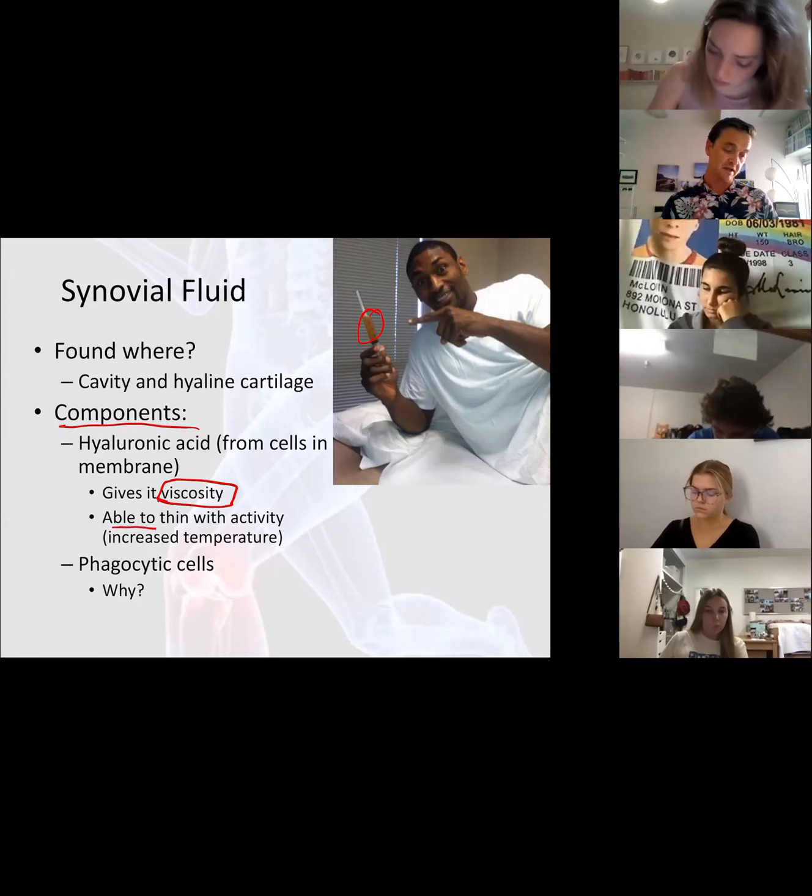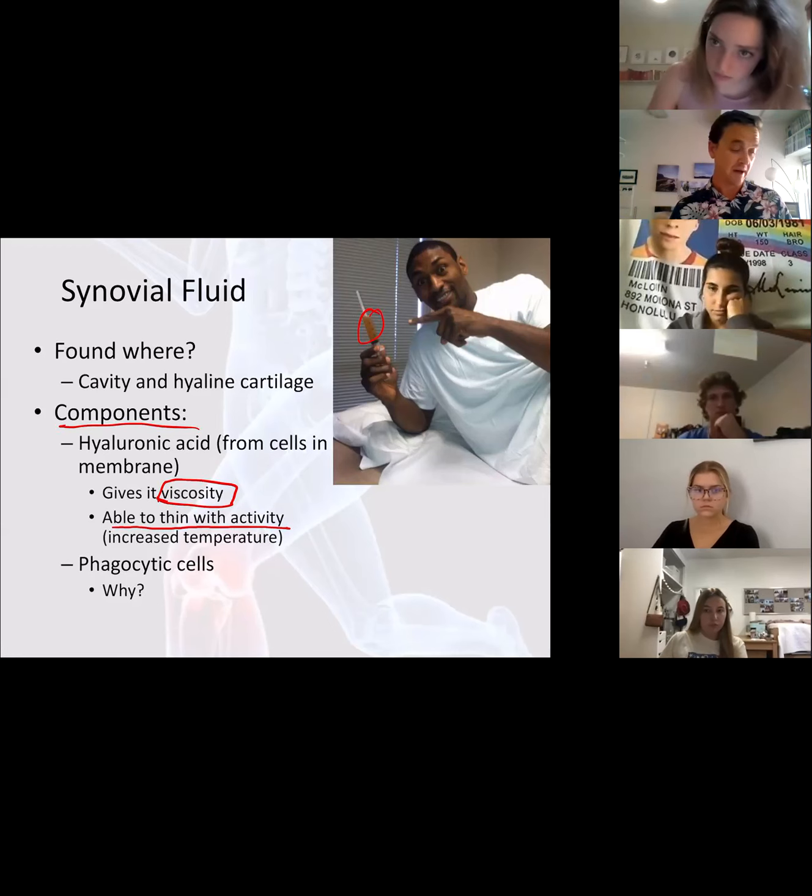And so it's able to thin with activity, which is something super interesting about it. So as we warm up, as our joints get warmer, and as that fluid gets warmer, it becomes more thin, and it actually allows your joint to move more rapidly. Okay, so that's one interesting thing about it. We also find phagocytic cells in it, some macrophages floating around, some other immune cells. And so because your blood doesn't have access to your joints, we need some presence of the immune system here and it comes through the synovial fluid.